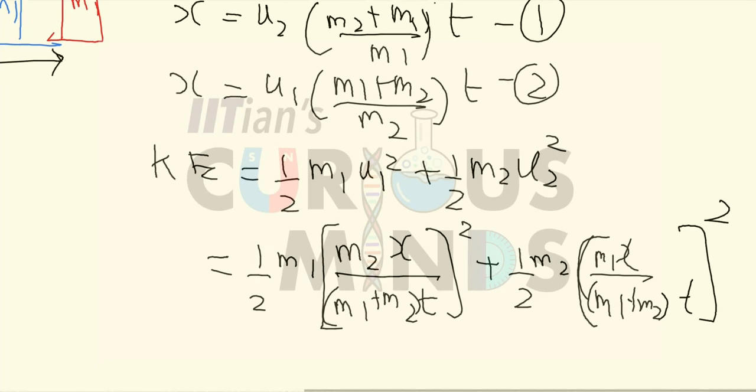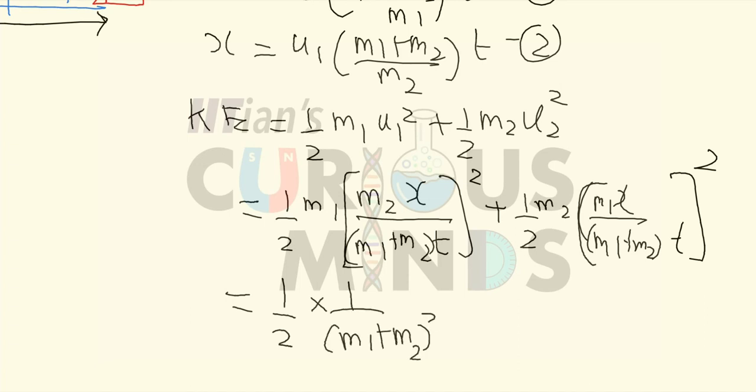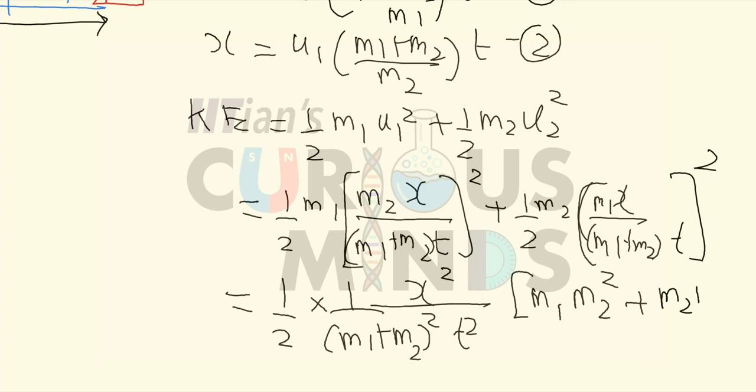Now, what are the terms I can take common? I can take half into 1 divided by m1 plus m2 the whole square into t square, and I can also take x square common. So in the numerator it will be m1 into m2 the whole square, plus m2 into m1 the whole square.